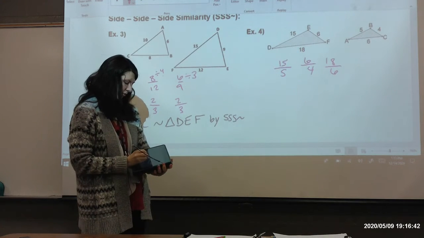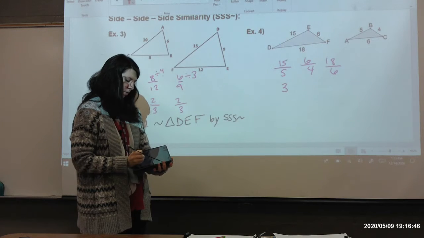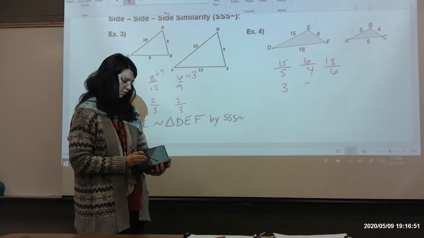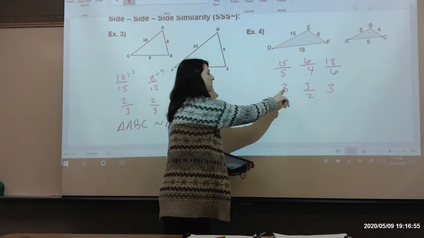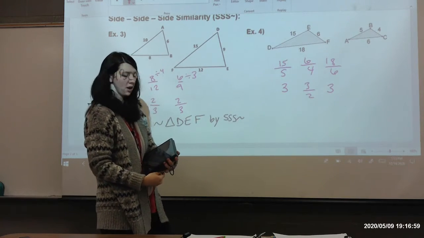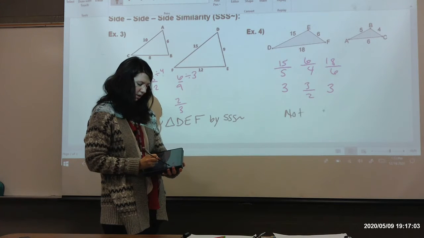So that's going to be 15 over 5 is 3. 6 over 4, that one doesn't reduce to 3. That's 3 over 2. 18 over 6 is 3. So even though we had 2 sides that had the same ratio, we had one that did not. So these triangles are not similar. If that's the case, we cannot write a similarity statement. We write not similar.